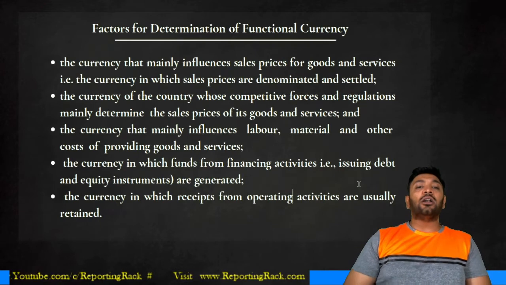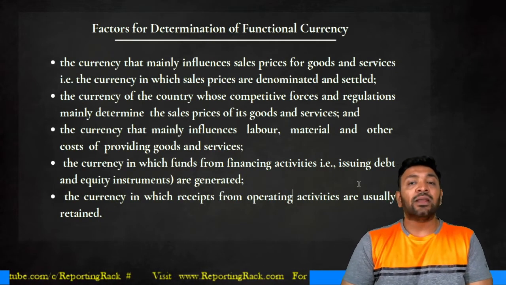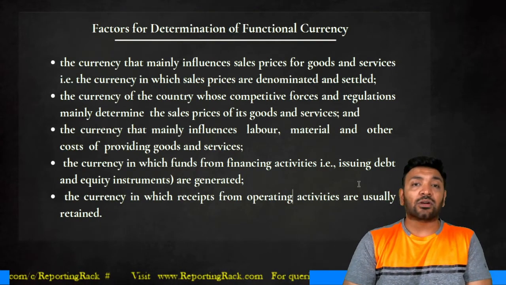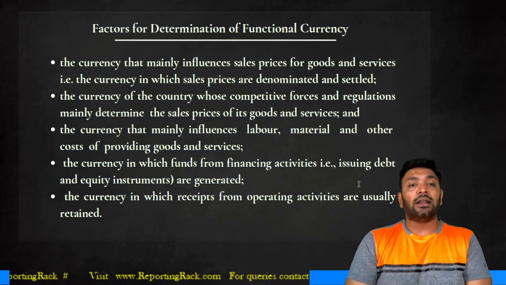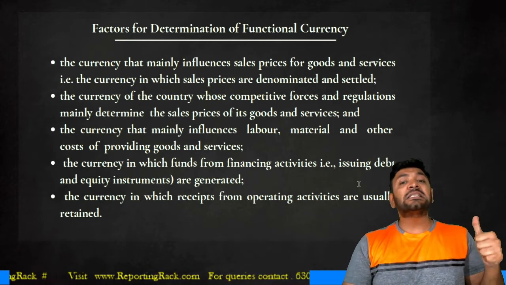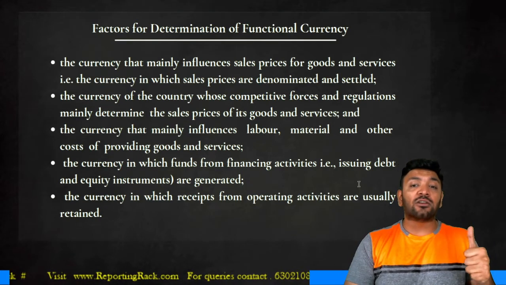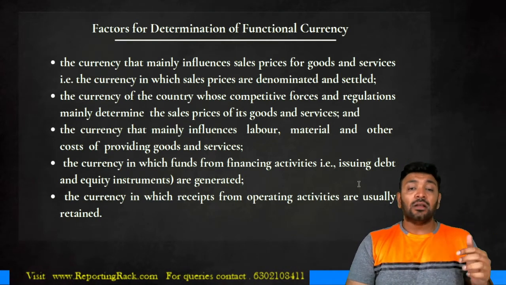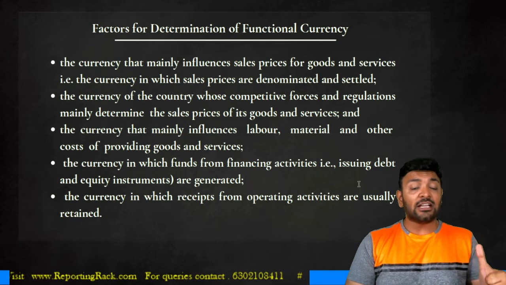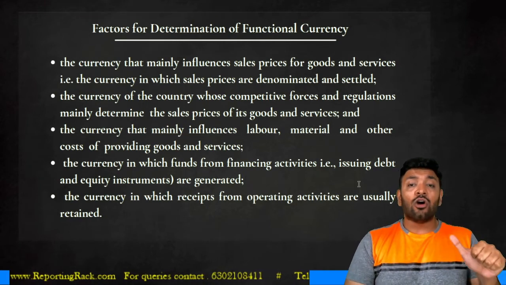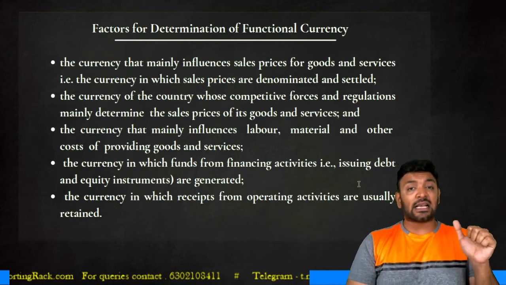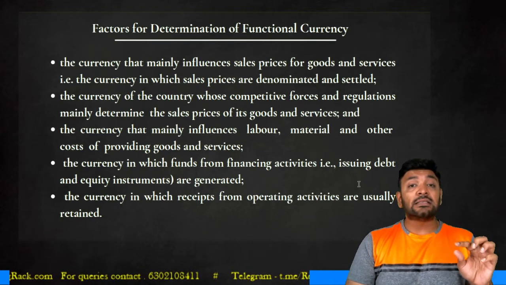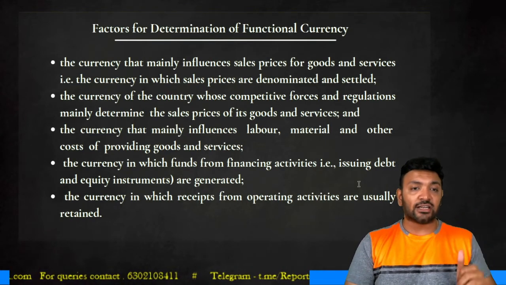So let's talk about the determination of functional currency. There are certain factors which I have to consider in determining a functional currency. What are those factors? Number one, the currency which influences the sale price of goods and services. That is the currency in which the sale occurs, or the sale price is denominated, or the transaction is settled. This currency is predominantly the functional currency.